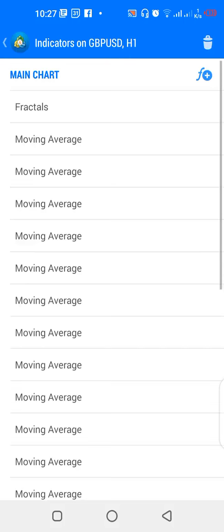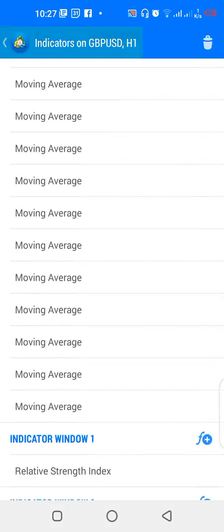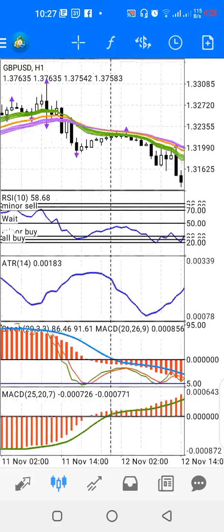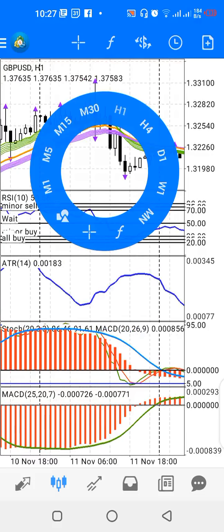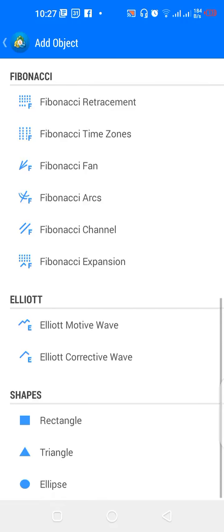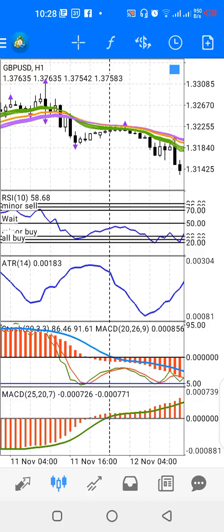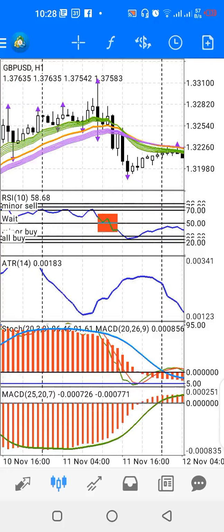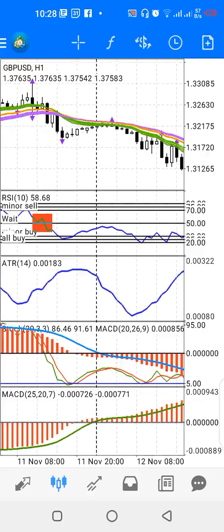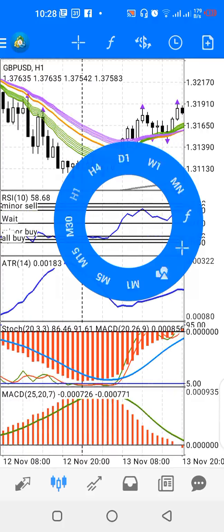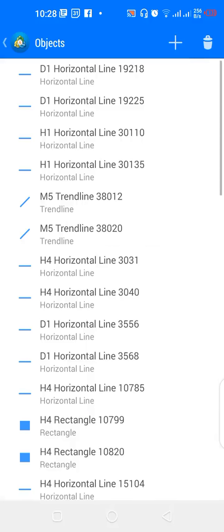Now let's look at how it works. For the RSI on the main chart, we have the RSI blue line. When it drops below the 50 level, that is our sell signal. When the RSI line drops below the 50 level, that's our sell signal. Of course, when it rises above the 50 level, that's our buy signal.